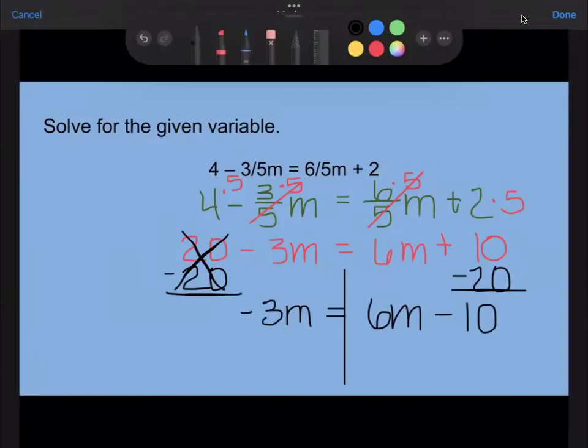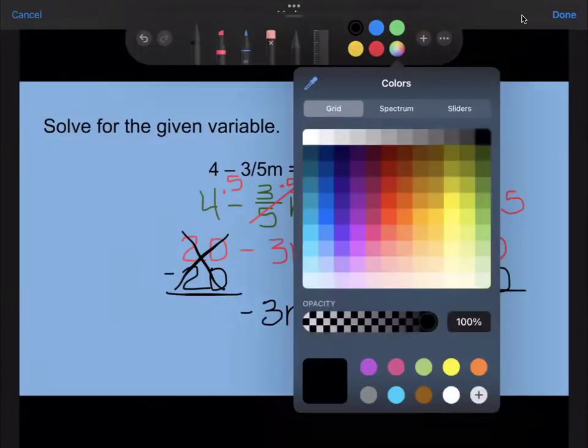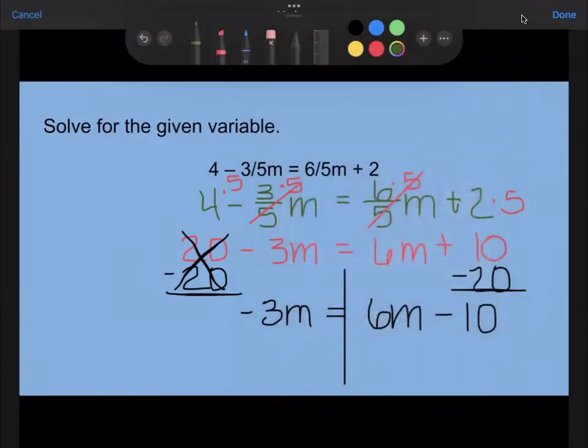Now I need to gather my variables together on the left, since my numbers have already been gathered together on the right. So what I'm going to do is come over here, and again, I'm going to pick a different color. There we go. I'm going to move that 6m to the other side. The opposite of a positive 6m is a negative 6m. So I'm going to come over here and do this. These will cancel, leaving me with negative 10 over here, and negative 3 plus negative 6 is negative 9m.